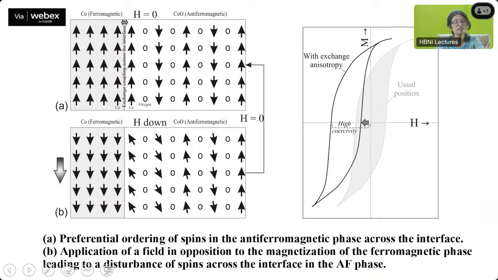This particular ferromagnetic phase is now going to align itself in the opposite direction. The moment it is aligned, then obviously in the antiferromagnetic part also some change is going to happen. So this will lead to a disturbance of spins across the interface in the antiferromagnetic phase. And this is what is manifested as the shift in the coercivity. So this is what is known as exchange anisotropy. And this is what you observe when you have a layered ferromagnetic phase with an antiferromagnetic phase. Whenever there is an interlayer like this, this manifests in the MH loop as an exchange anisotropy, and you can make this out very easily from the hysteresis loop.